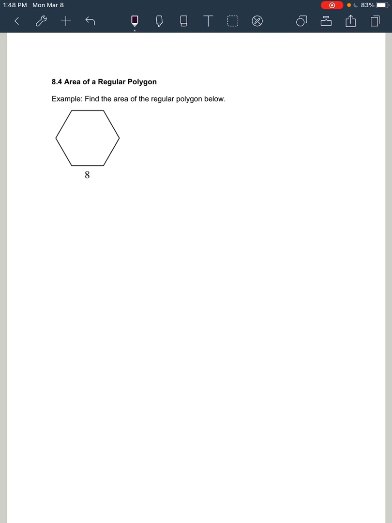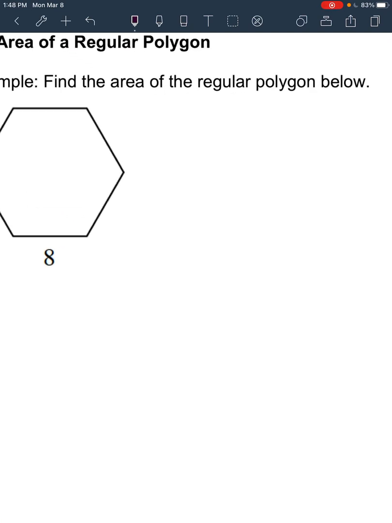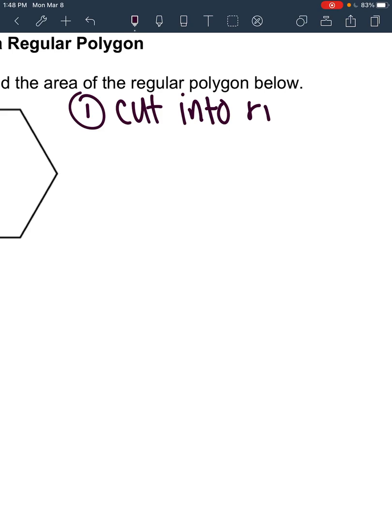Something that fits every situation is cutting it up into congruent triangles and then finding the area of one triangle and multiplying by the number of triangles, because anything regular is going to have congruent triangles. So we're going to do 4 steps to this process. The first step is to cut into right triangles.